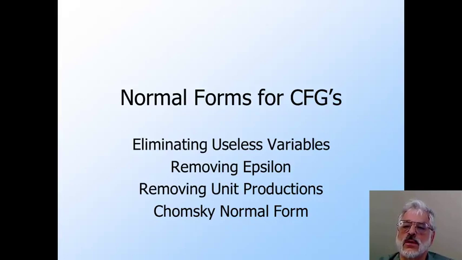We can get rid of these, and the way to do so is similar to the way we removed epsilon transitions from an NFA. Finally, we're going to introduce Chomsky normal form, where all the production bodies are either a single terminal or two variables.